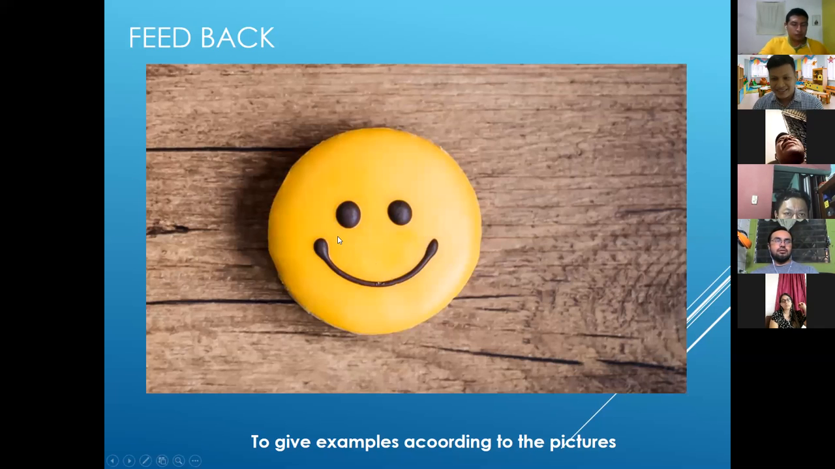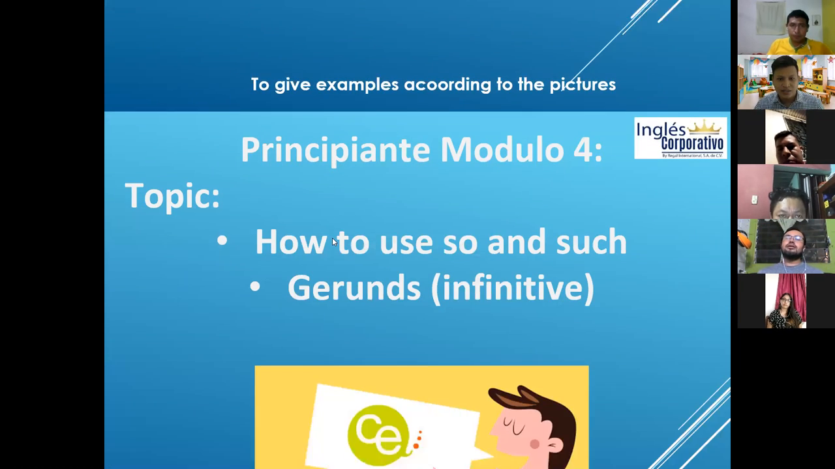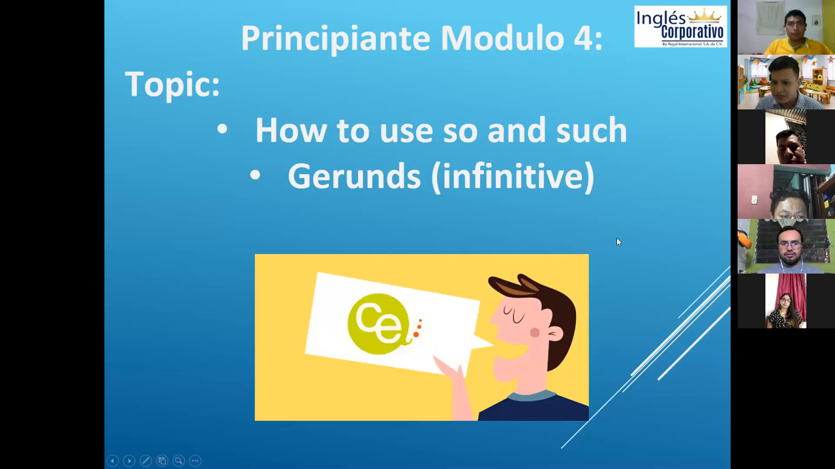Okay, thank you, Daisy. Remember, guys, that you're gonna use so and such. So plus an adjective, that's it. A exception, if you're gonna use a countable or uncountable noun, many or much. Ahí sí vamos a utilizar so plus many or much, plus an adjective, plus a noun, whatever you want. But such es cuando damos una descripción más larga. Tiene un énfasis mayor. Okay, thank you, really good. We're gonna continue with today's class because of the time.